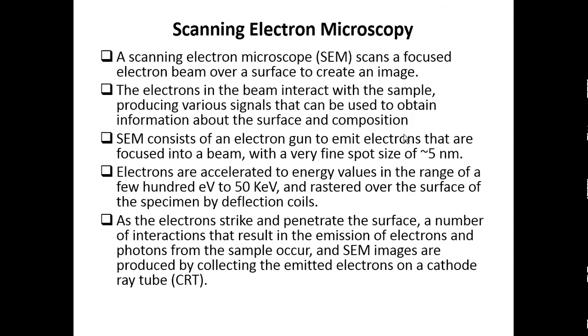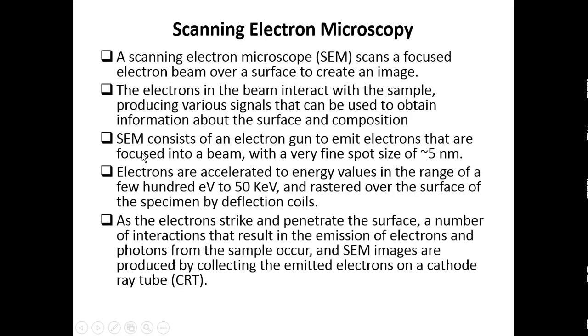So, over the surface, these electron beams are directed, and the beam interacts with the sample surface, producing various signals. Usually, there will be different kinds of signals in the form of backscattered electrons, unscattered electrons, inelastic electrons, Auger electrons, or sometimes X-ray diffraction electrons. So, different types of such signals will be produced, and those signals can be used to obtain information with regard to the surface and the composition of the surface.